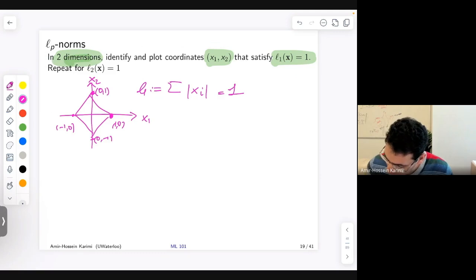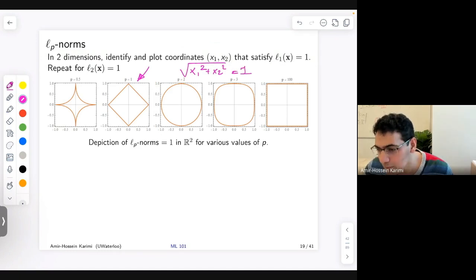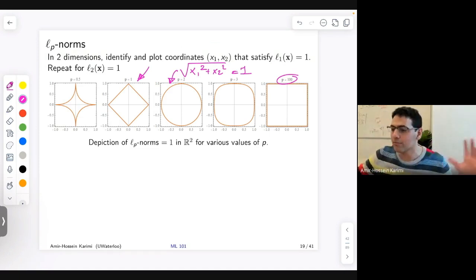What about L2? You could draw out L2 in a similar way. This is what L1 looks like. What was the L2 norm? The L2 norm was the square root of x1 squared plus x2 squared. This has to equal 1. Anyone who remembers high school geometry knows that this is the equation of a circle. And so L2 equals 1 gives a circle. And you can, of course, continue this up to a very large number, tending towards infinity, and then you get just the maximum value of a particular point.